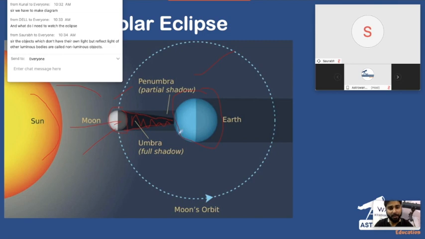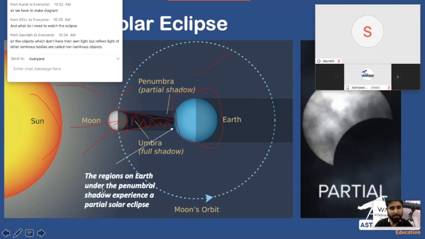Now let's talk about this. The region on earth under the penumbral shadow experiences a partial solar eclipse. That means if you see these regions on earth, they are in the penumbral shadow of the moon, not in the umbral shadow of the moon. That is the reason these places will only see a partial eclipse, not a total eclipse. Okay, so let's move ahead.